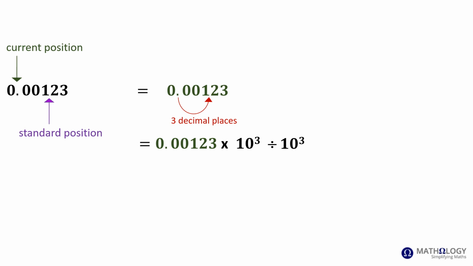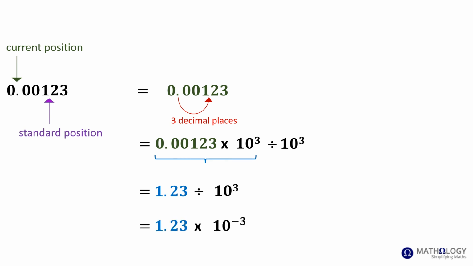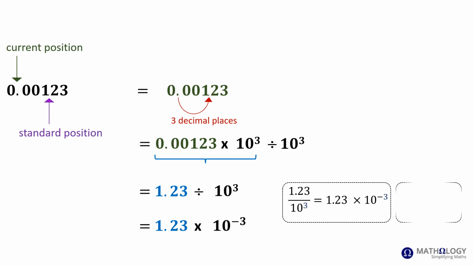0.00123 in standard index form is therefore written as 1.23 times 10 to the minus 3. Note that division by 10 to the 3 is the same as multiplication by 10 to the minus 3. This is the fourth law of exponents.